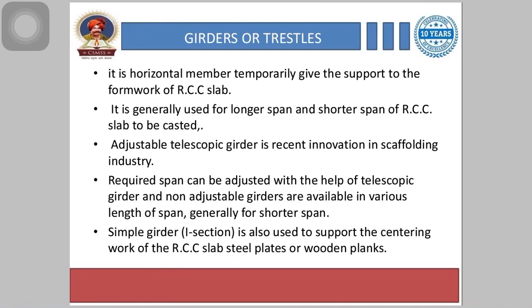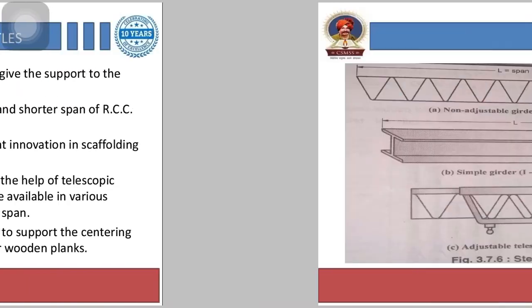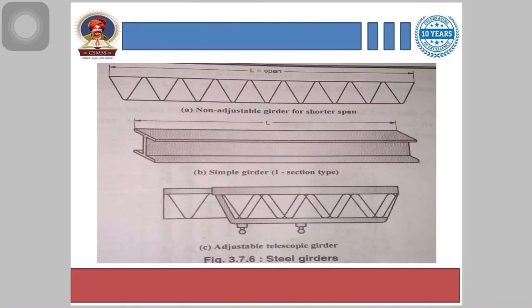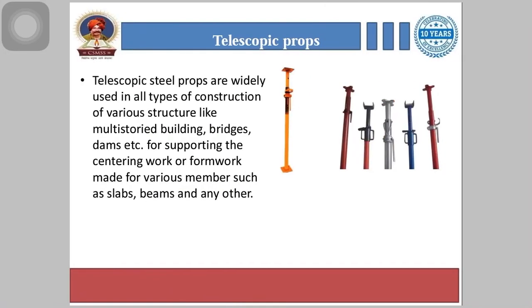These simple girders are also used to support the centering work of the RCC slab, steel plates or wooden planks. So we can say that, first of all, they temporarily give support to the formwork of the RCC slab, and second, they are also used to support the centering work of the RCC slab, steel plates or wooden planks. This is the steel girder. Non-adjustable girders are for shorter spans, and there are simple girders and adjustable telescopic girders. These are the telescopic props.